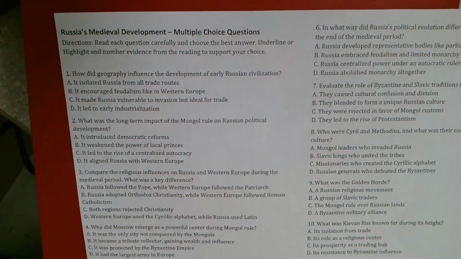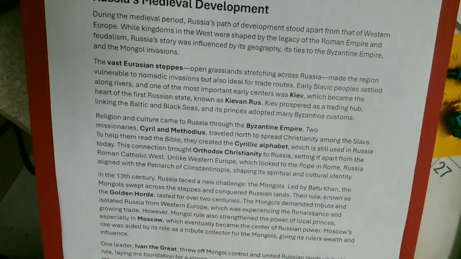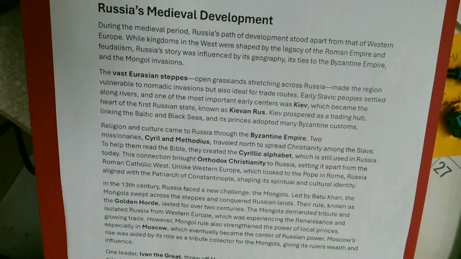We have question number 1 here, right? So question 1 says, how did geography influence the development of early Russian civilization? So I'm looking for somewhere in the reading about geography and development of Russia. So I go back into my reading here, and I look for different things maybe on geography. So we see here, Russia's story was influenced by geography. Well, not quite. Then the very next thing, right here, it says open grass. Well, that's a description of geography. So I know I'm probably in the right area here.